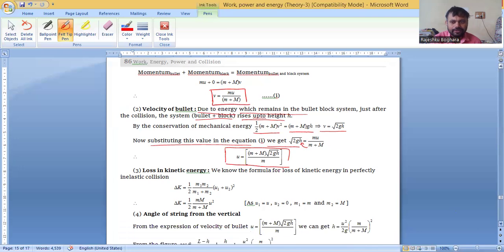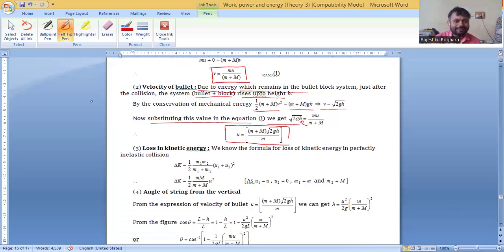Next, loss in kinetic energy. So u1 minus u2, where u2 is 0. So it is 1 upon 2 times m capital M upon (m plus M) u square. This is the loss of kinetic energy.